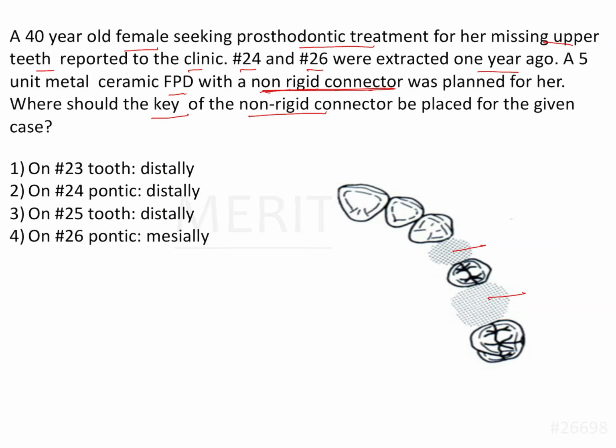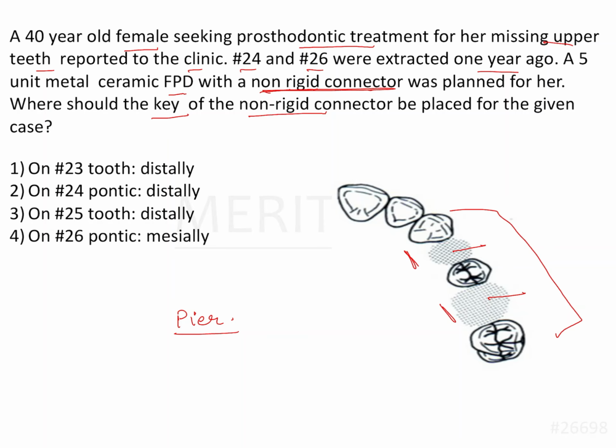Okay, a lot of things that we need to revise. First is, what is a pier abutment? A pier abutment is the one that has edentulous areas adjacent to it on both sides. Okay, so this becomes a 5-unit bridge. Now naturally, if you give a 5-unit bridge, the amount of flexure that is going to come on this bridge is going to be detrimental to the teeth.